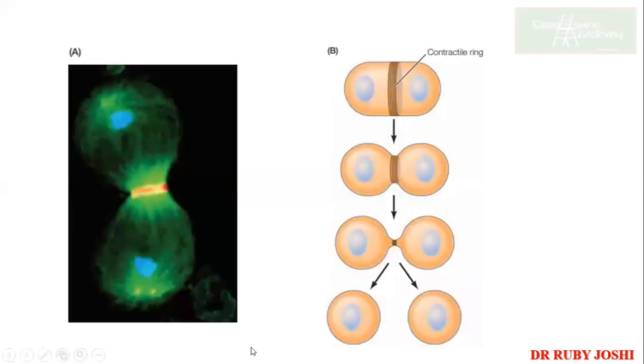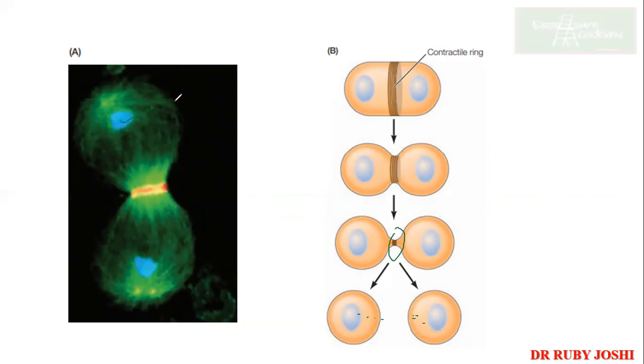So this is how you can see. We have got this contractile ring. Now with the help of the myosin, it is getting contracted slowly, and then finally pinches off. And what we get at the end is two daughter cells. In the same way, a fluorescent image is shown over here.